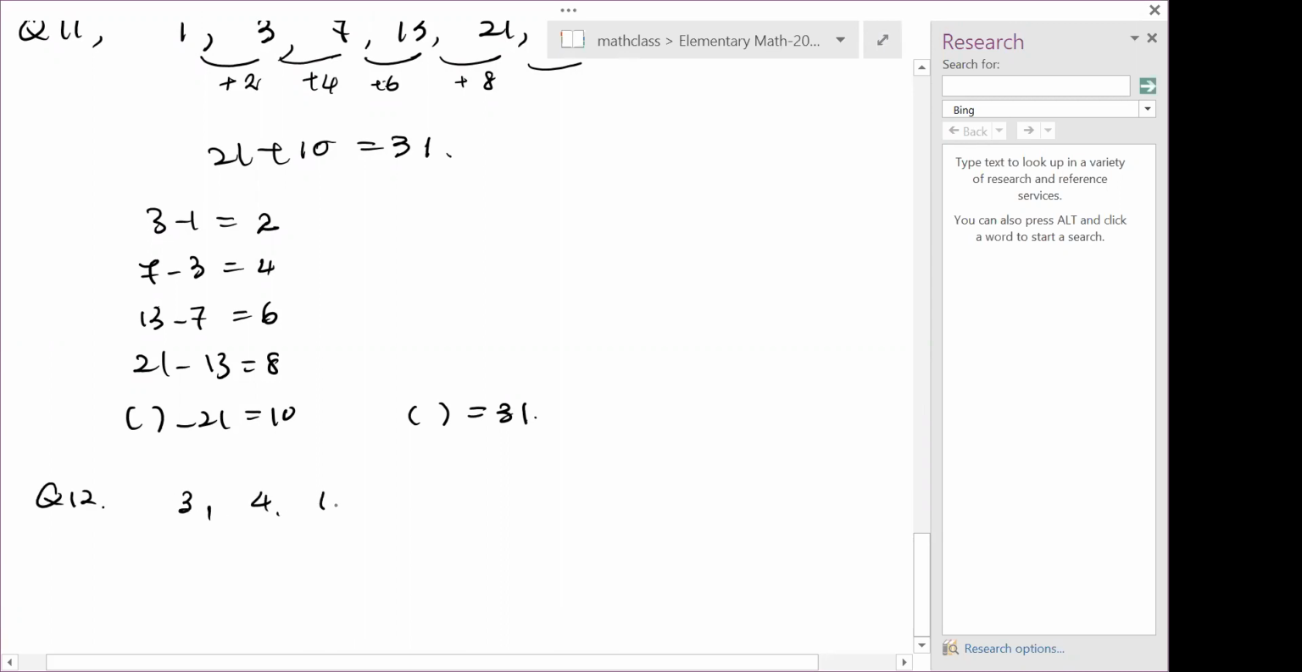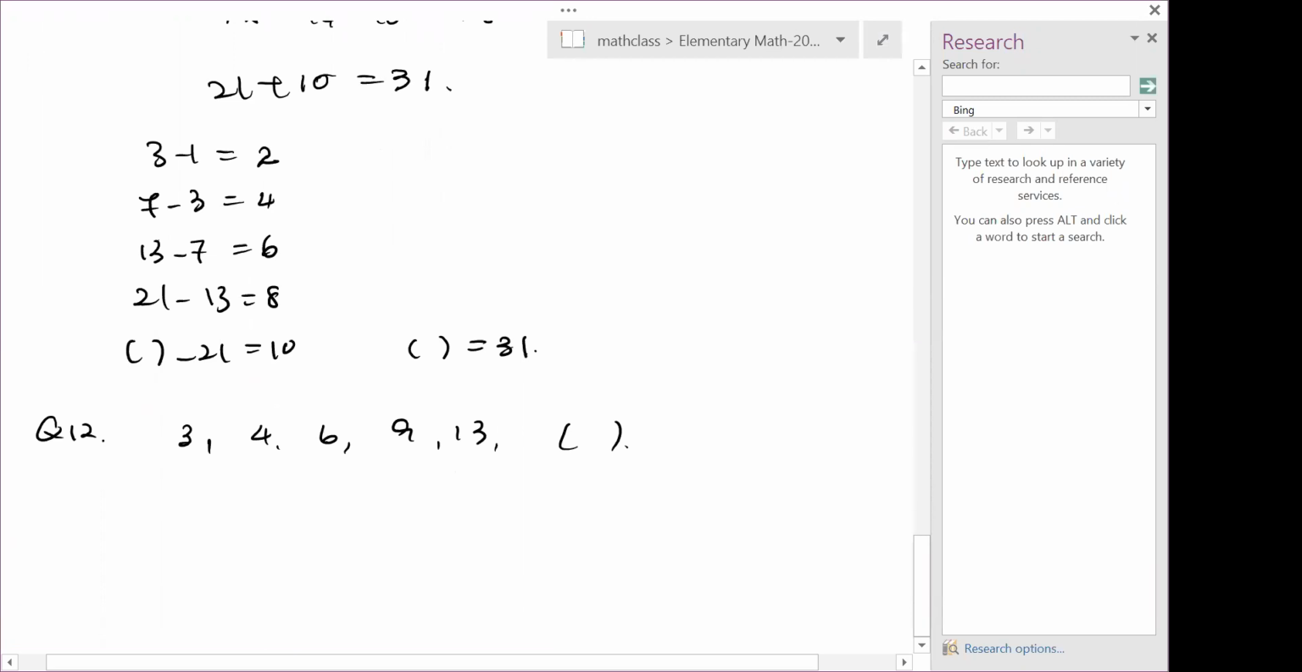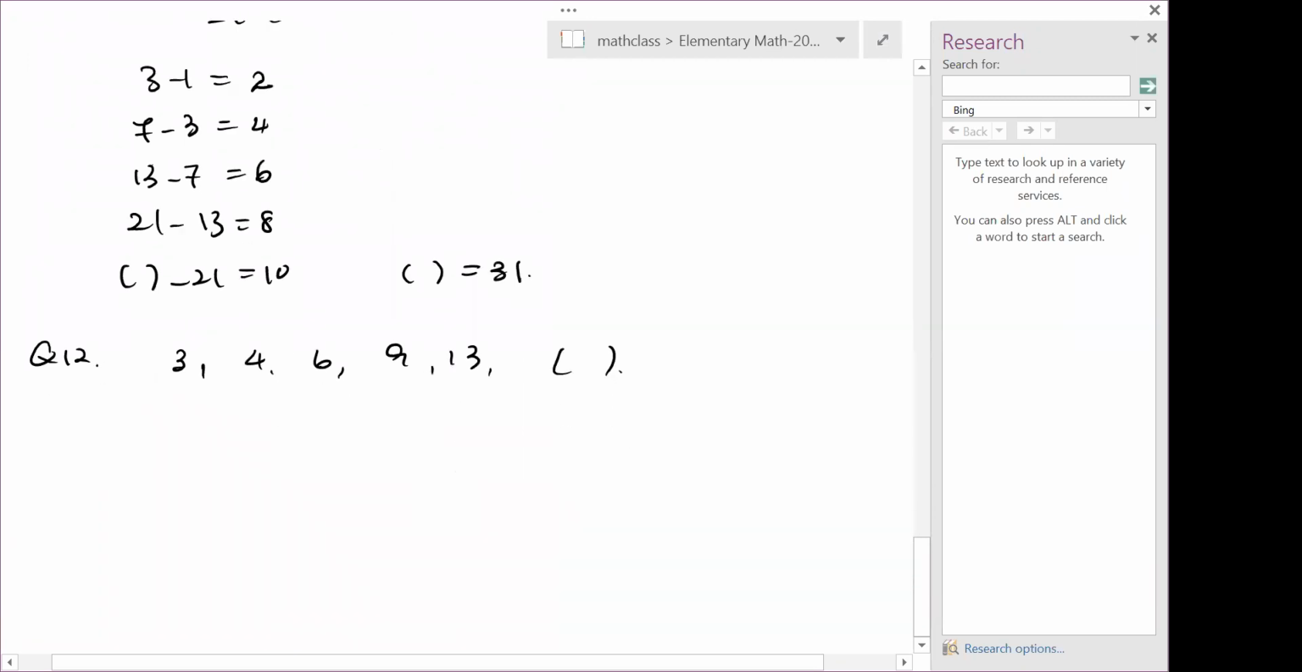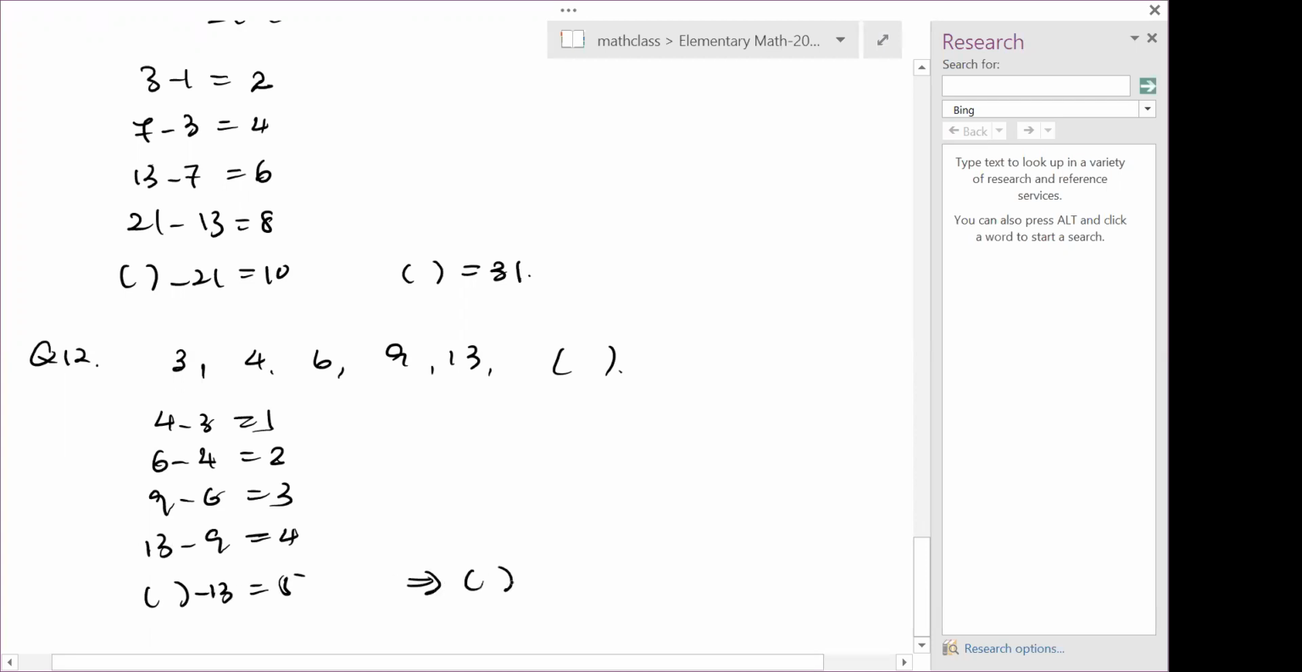Okay. 3, 4, 6, 9, 13, and a missing number. All right, let's try this. This is quite different. We take a difference of those two numbers, right? 4 minus 3 equals 1. 6 minus 4, I get 2. 9 minus 6, I get 3. 13 minus 9 is 4. So clearly the next number minus 13 is going to be 5. So therefore that number must be 18, right? So 18 is the answer. Great.